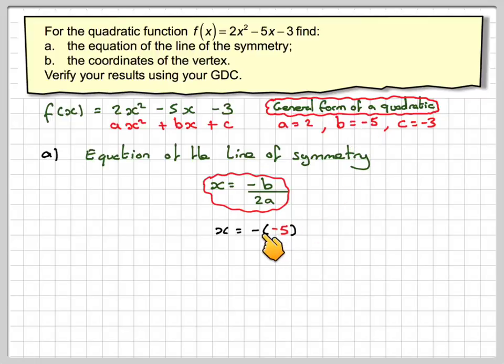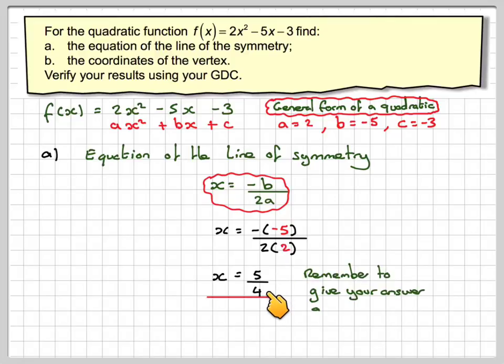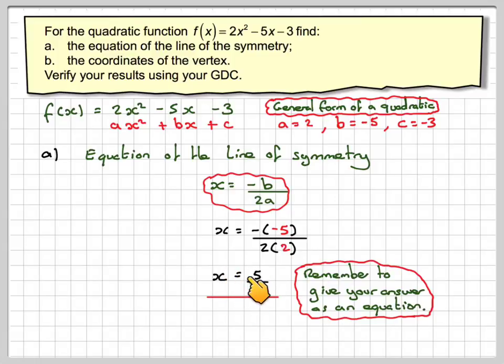You need to be careful, you need to put it into brackets. Minus 5 divided by 2 times a, which is 2. Minus minus 5 is 5, and then 2 times 2 is 4. And we must remember this is an equation, so we must remember to give our answer as an equation. So this is a vertical line, x is equal to 5 over 4.